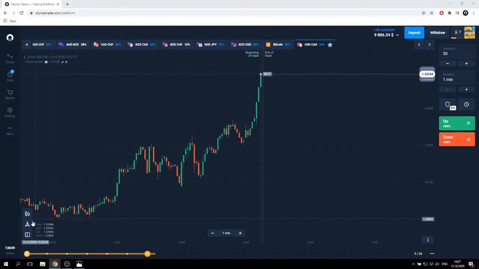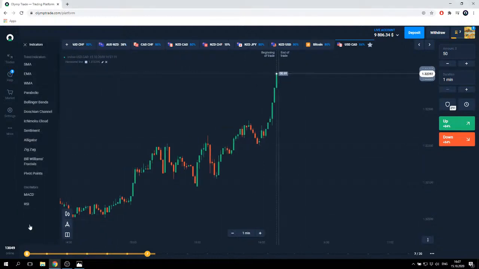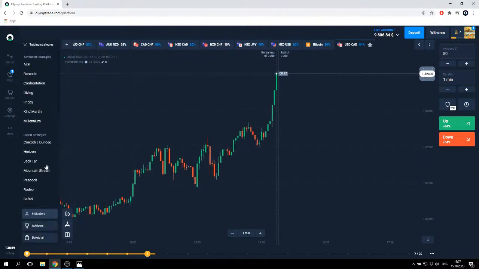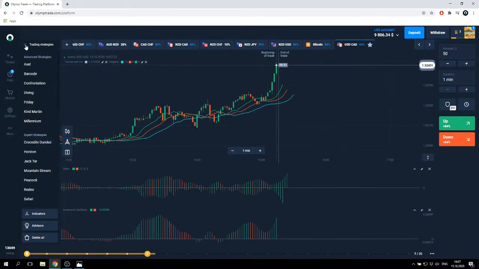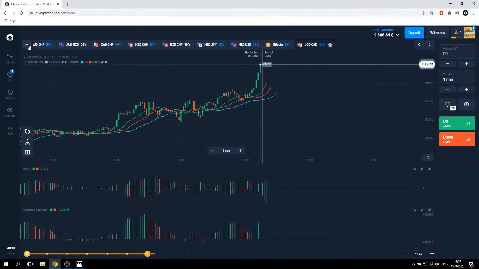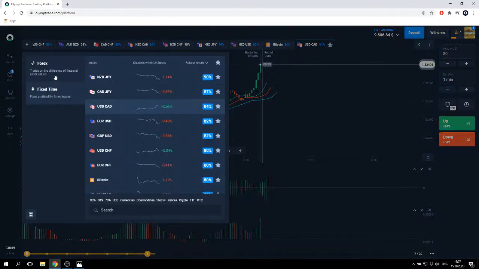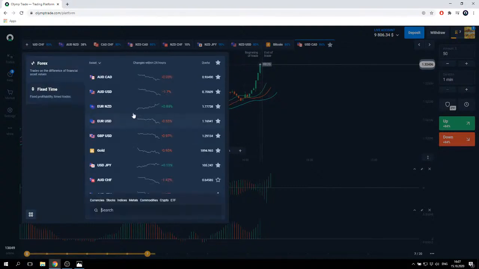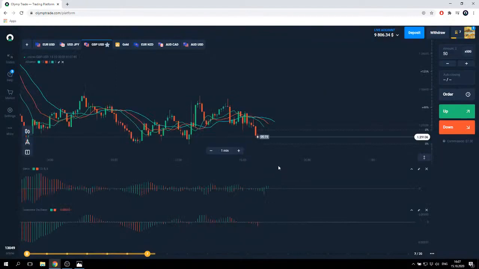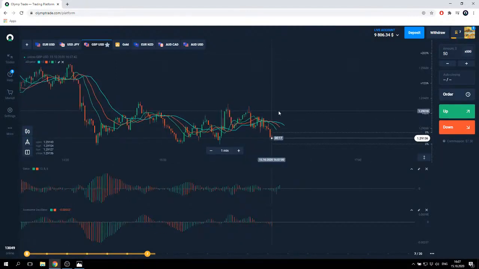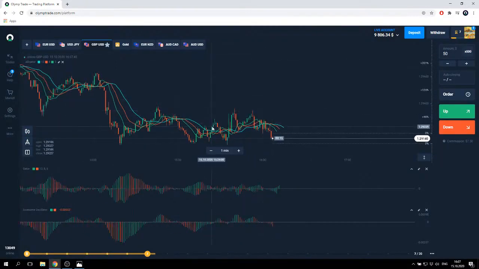So how can we go ahead and set that? Generally we go to the indicator options, trading strategies, and over there we have a Crocodile Dundee strategy. We can set it up over here, and then we can switch to the forex platform this way. Absolutely. So this is our setting basically in the alligators.